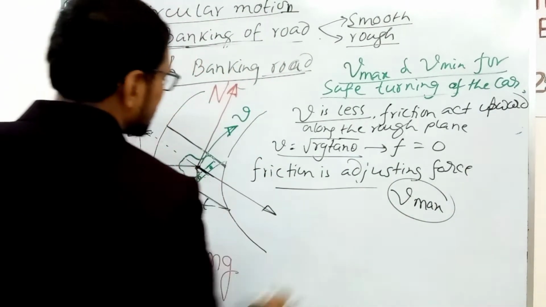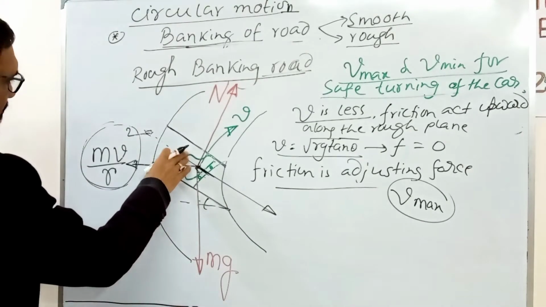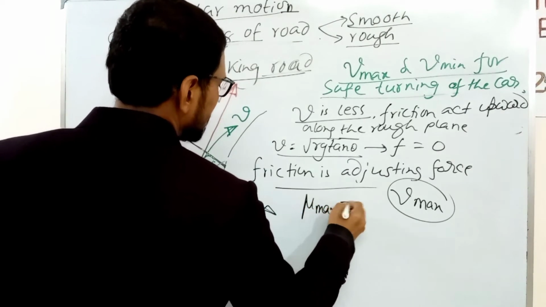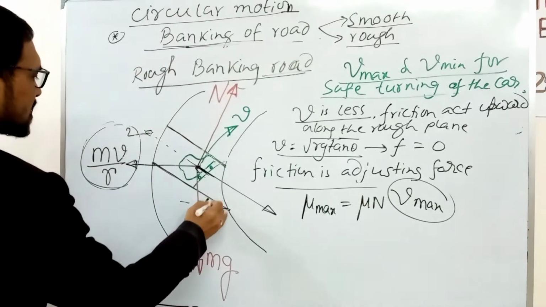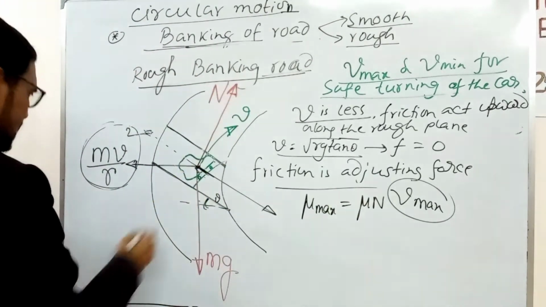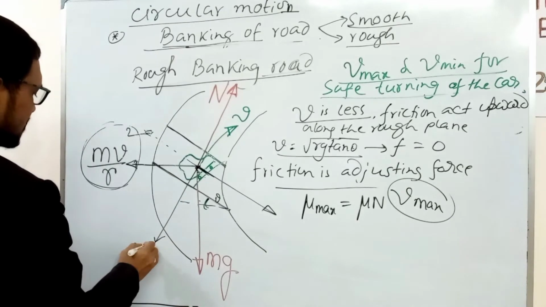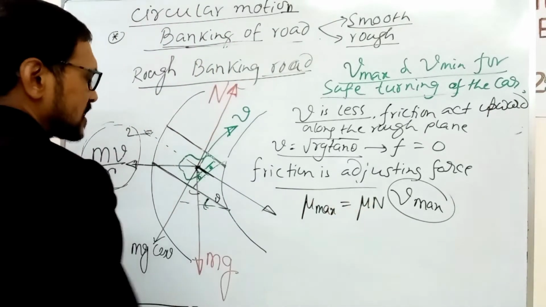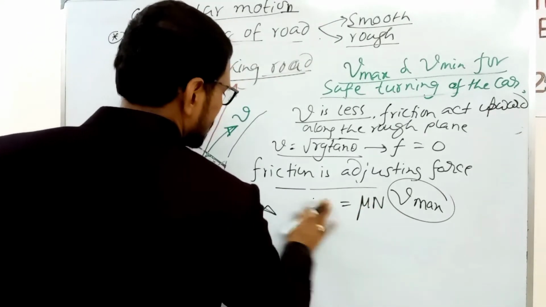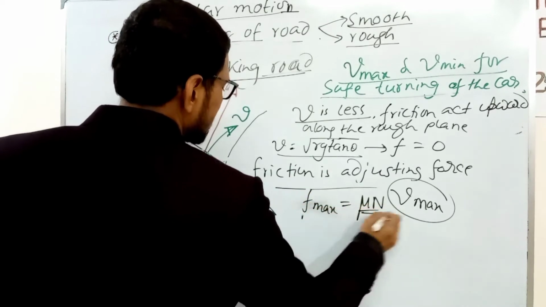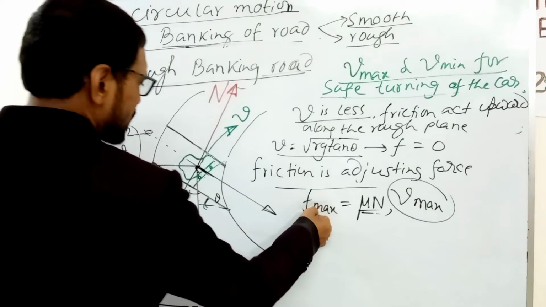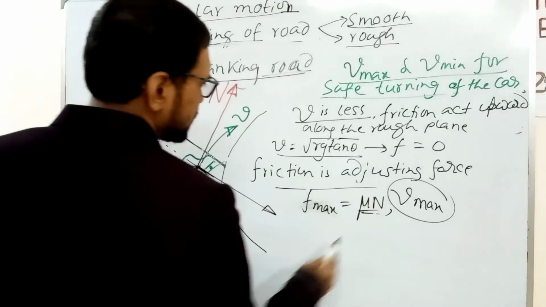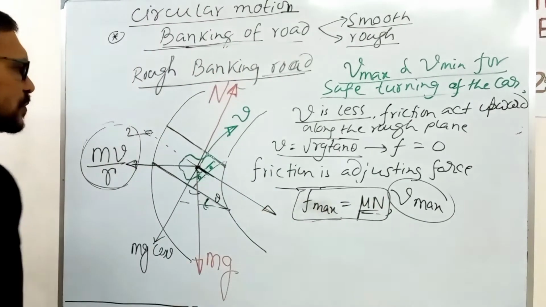Now maximum velocity means the friction can prevent the car with the maximum force. Maximum friction force equals mu into N. Now as theta is constant, N is constant, which is N equal to mg cos theta. So N is fixed as theta is fixed. Maximum friction force equals mu into this. When we apply v maximum, we apply also maximum friction force. If v is less, then friction is also less. So when we apply v maximum, we use maximum friction force. This is a point to remember.